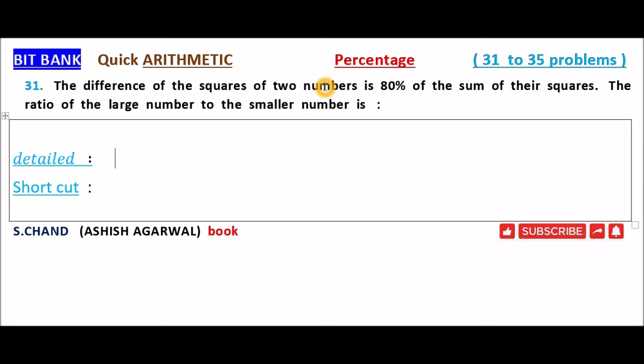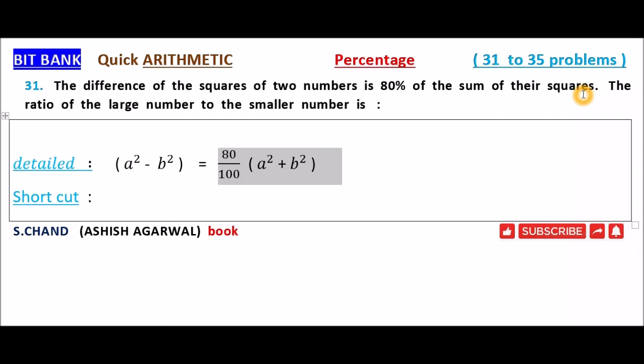Let the two numbers be A and B. The squares of the two numbers are A square and B square. The difference of the squares is A square minus B square, which is equal to 80% of, that means 80 by 100 into, the sum of their squares, A square plus B square. Now this is divided by 100. You send this 100 to the other side, it becomes multiplied. So that implies 100 A square minus 100 B square is equal to 80 A square plus 80 B square.